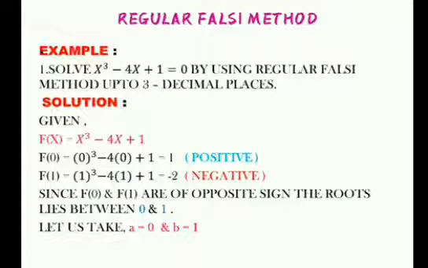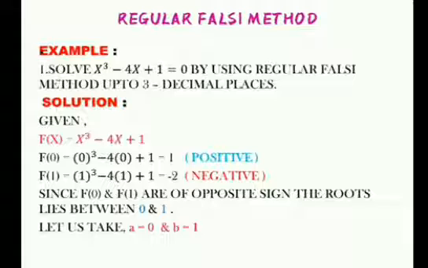Again we substitute x is replaced by 1. We get f of 1 is equal to 1 cube minus 4 of 1 plus 1. We get the answer minus 2. It is a negative value. Now we have different signs. So we stop this process here and we choose that the root lies between 0 and 1.